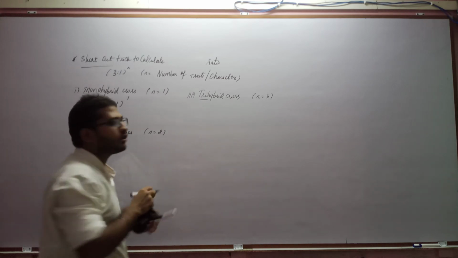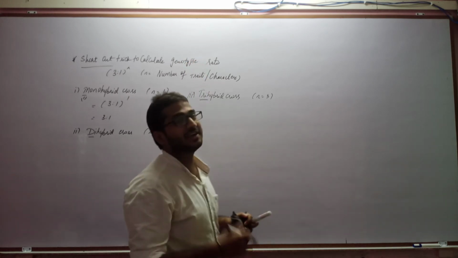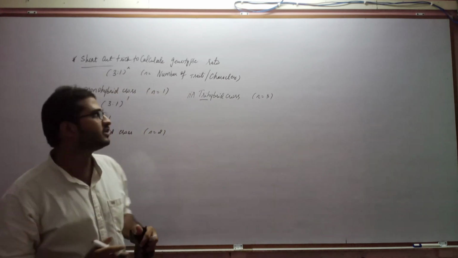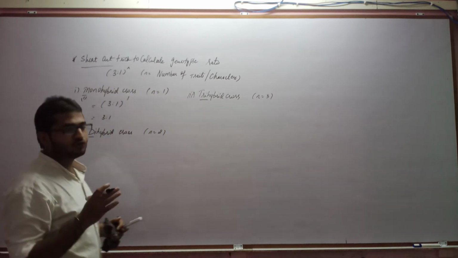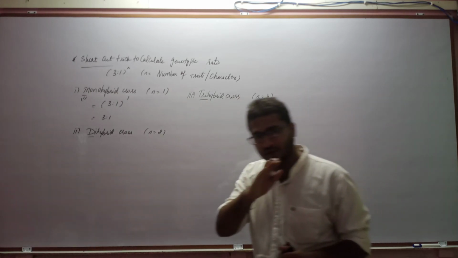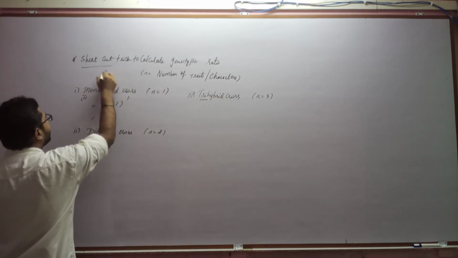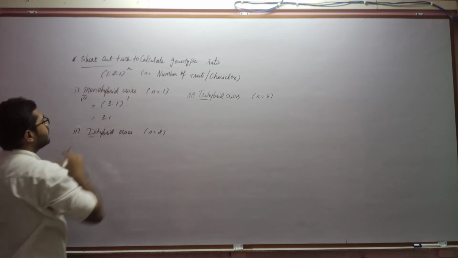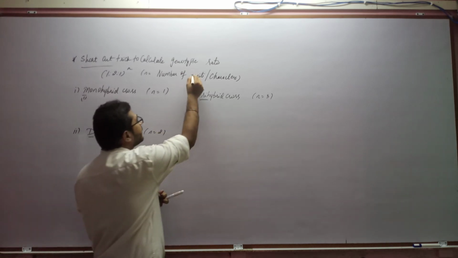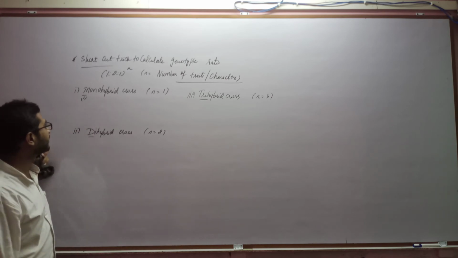Now what is this genotypic or genotype? Genotype means the genetic makeup of the cell. Clear, the genetic makeup of the cell is what we call genotype. So the shortcut formula to calculate genotypic ratio for any cross experiment is 1:2:1 raised to n. Now again n means what? N will remain the same. N is the number of traits or number of characters. Clear?